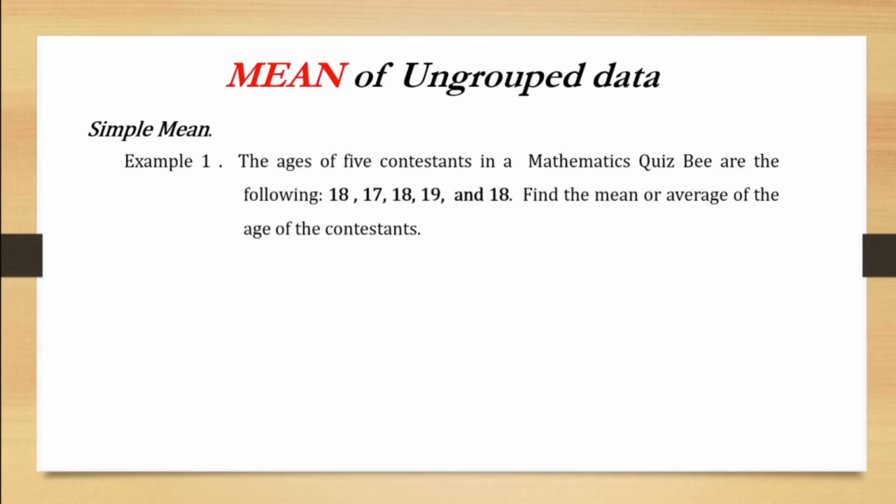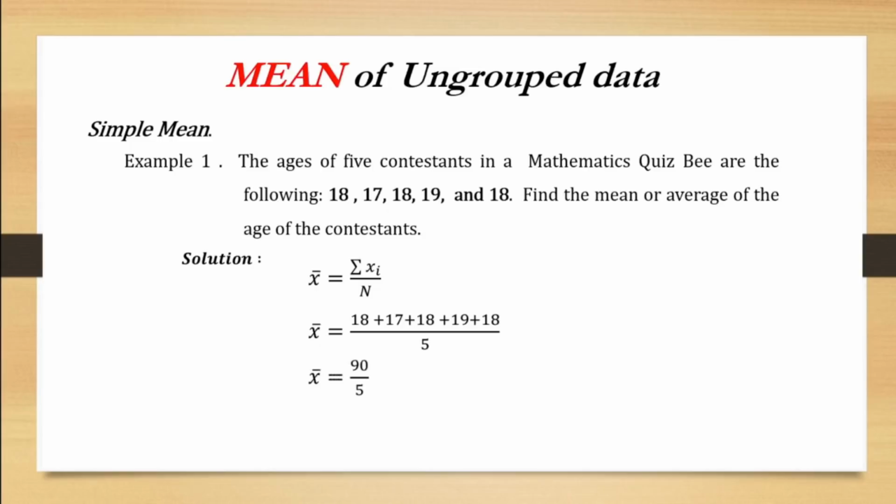Example number 1. The ages of 5 contestants in Mathematics Quiz Bee are the following: 18, 17, 18, 19, and 18. Find the mean or average of the age of the contestants. So all we need to do, we are going to use our formula. Mean is equal to the summation of x sub i over n. So in the numerator, we are going to add all the ages of the 5 contestants. And in our denominator, since there are 5 contestants, our n is 5.